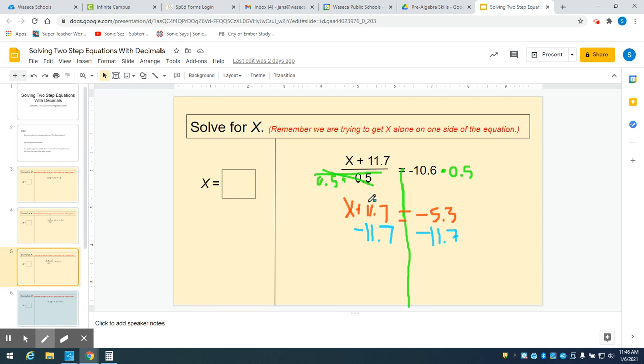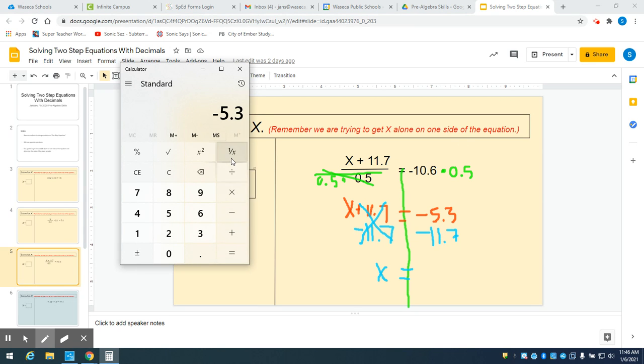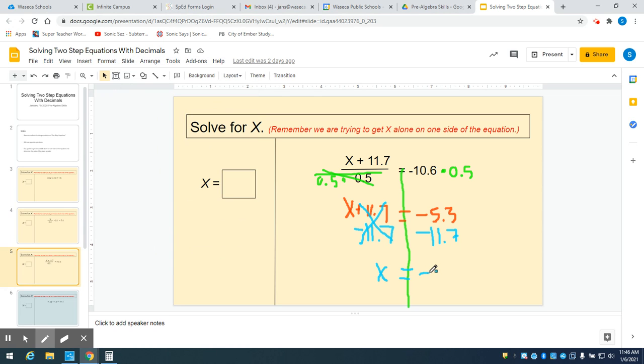Positive 11.7 minus 11.7, those cancel each other out, or it equals 0. So then we're left with just x. And x equals negative 5.3 minus 11.7, which equals negative 17. So x would equal negative 17 in this equation.